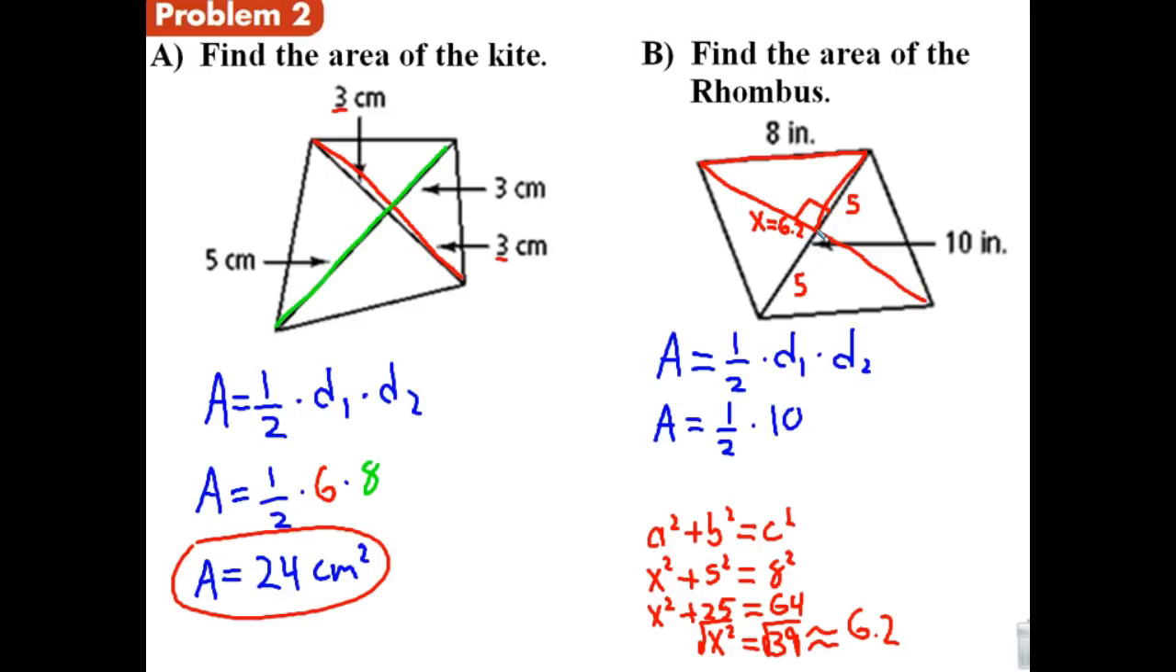Now the trick here is that this diagonal is made up of two chunks that are both going to have lengths of 6.2. So this entire diagonal will be 6.2 plus 6.2, in other words, 12.4. And then once I have that missing diagonal, I can multiply the half times the 10 times the 12.4, the diagonal we just solved for, and end up with 62 inches squared.